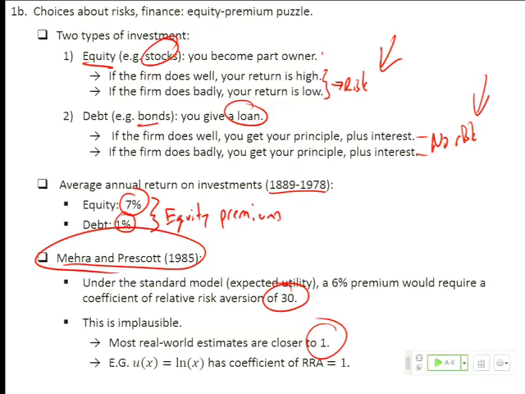You're all thinking to yourself, what did that mean? That one went over my head. The coefficient of relative risk aversion. I think it is now 88 degrees in this room.